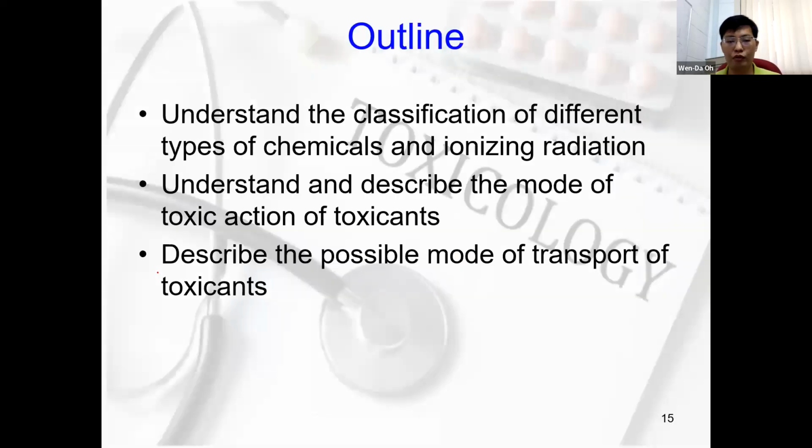Okay, so the outline for today would be very simple. One is the classification, okay, more on the chemistry part. Second would be to describe the mode of toxic action, and the third one would be looking into the transport of the toxicant.